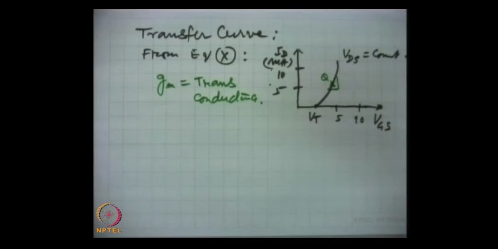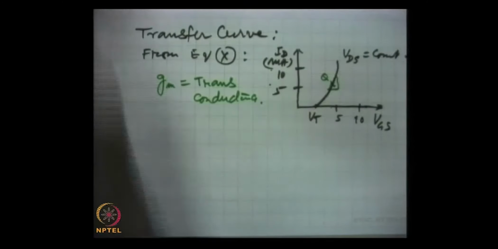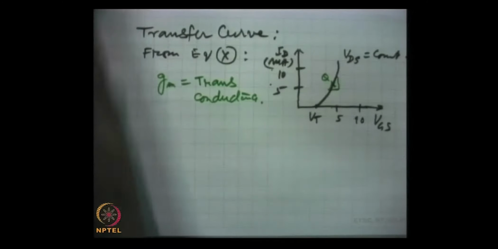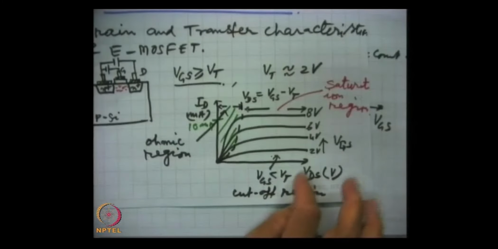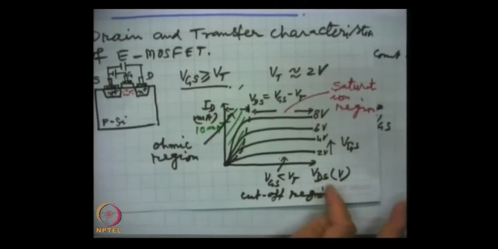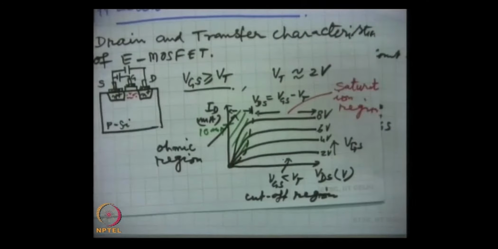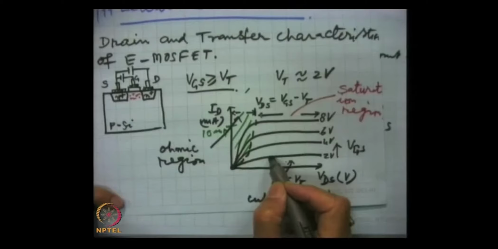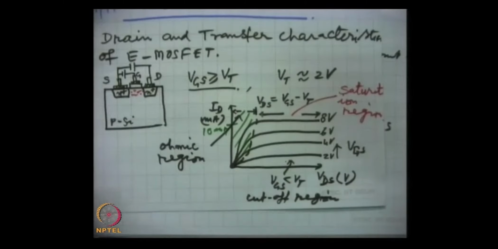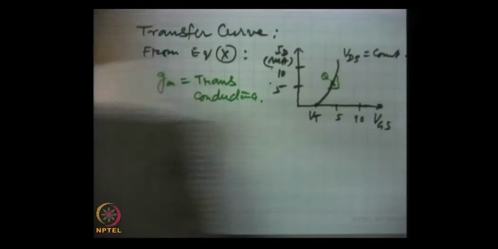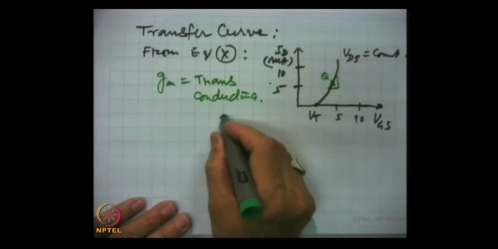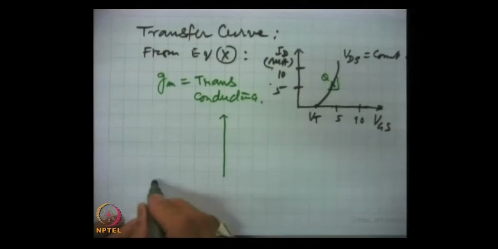Now, we said that in the saturation region, the drain current is almost independent of VDS. Here the current is almost the same as here, but as was pointed out, there is a weak dependence, and if we look into this weak dependence and elaborate these characteristics, then we get this.